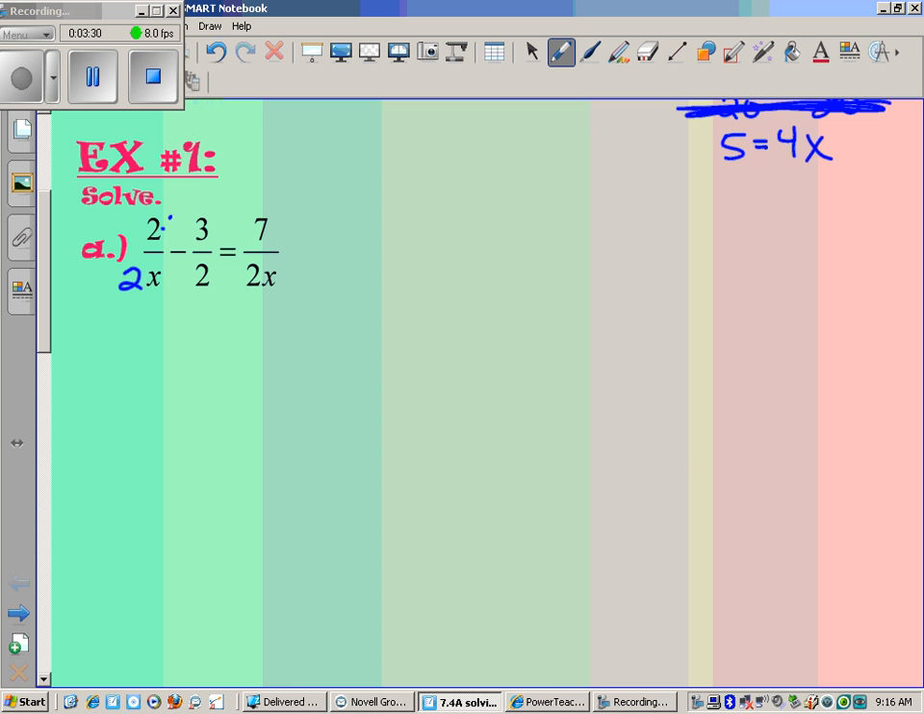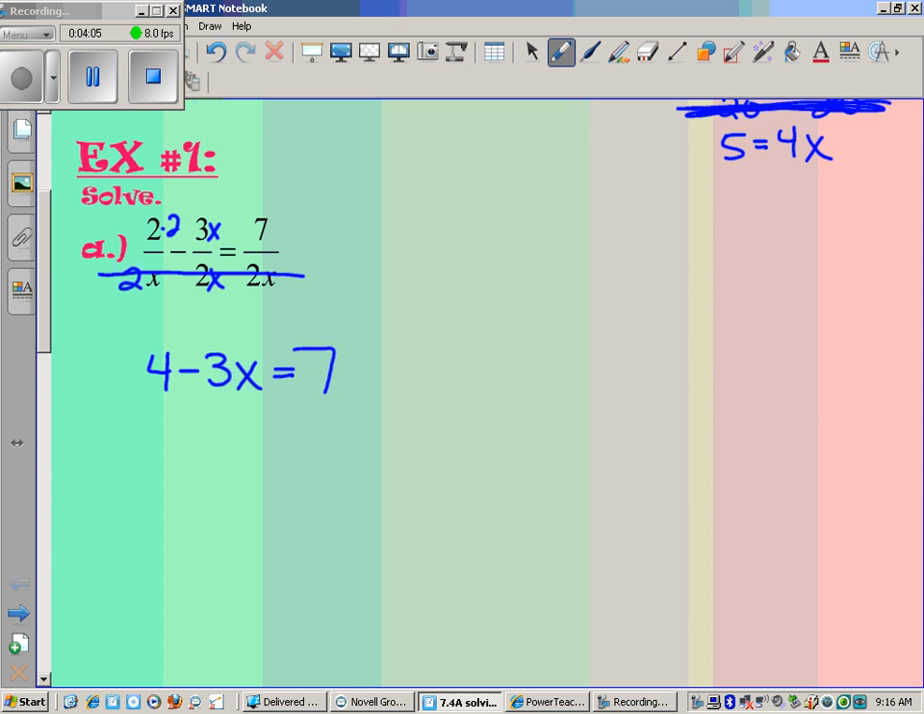If I put a 2 on the bottom, then I have to put a 2 on the top. The middle guy only has a 2. What does he still need that the other guys have? An x. I have to put an x on the bottom and an x on the top. What does the last guy need? Nothing. He already has the 2 and the x, right? So now that my bottoms are the same, can I just get rid of the bottoms? Ignore them for now. What's on top? 4 minus 3x equals 7.